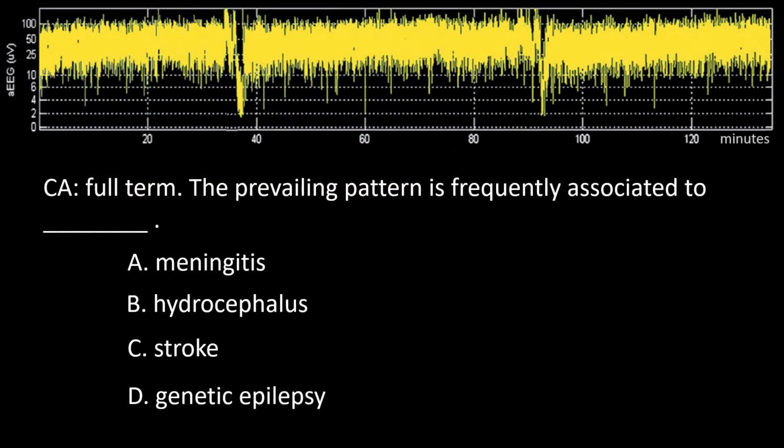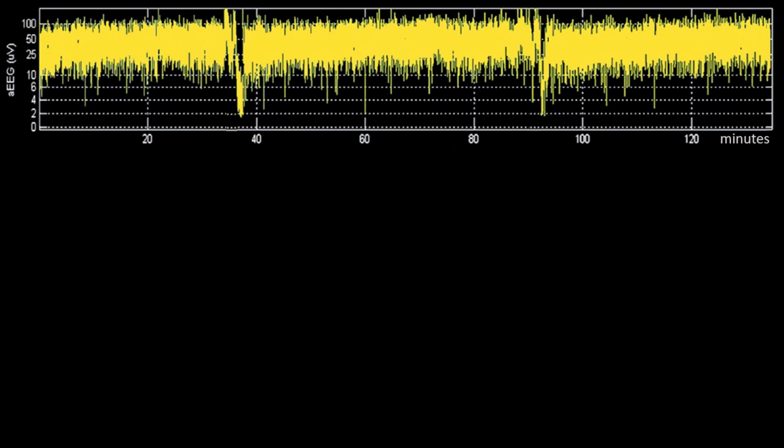Next question. The prevailing pattern is frequently associated with A, meningitis, B, hydrocephalus, C, stroke, D, genetic epilepsy. In this tracing, you can see sudden narrowing, one at the end of the second 20-minute epoch, and another one in the fifth 20-minute epoch.